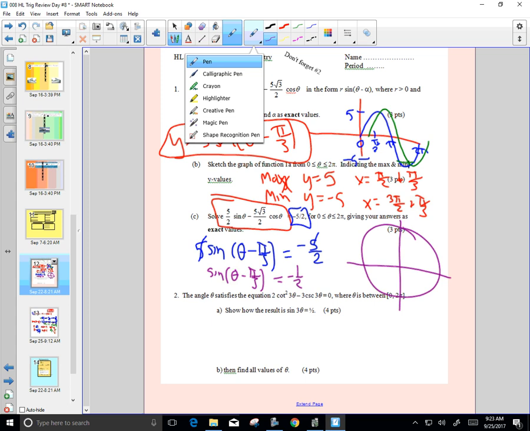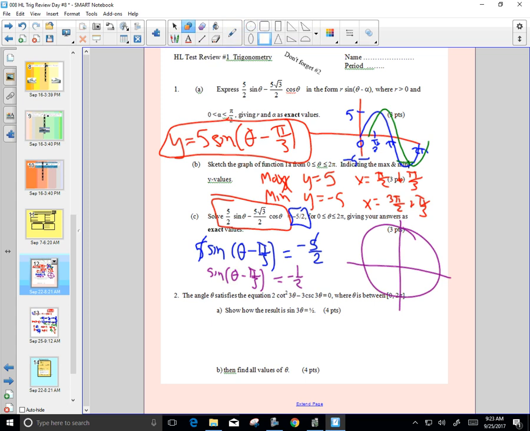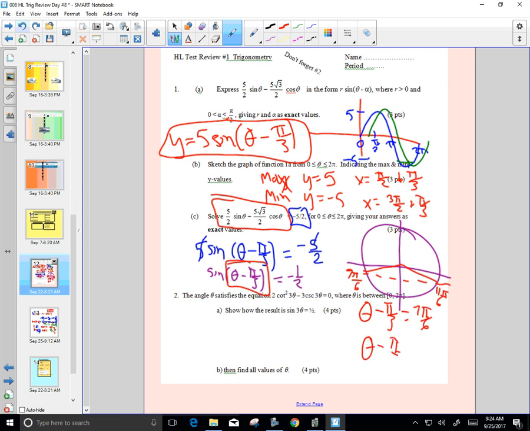So remember what we did is we pretended to take this thing and block it out. So it's when is the sine equal to negative 1/2? Well, that is here and here. 7 pi over 6 and 11 pi over 6. We're between 0 and 2 pi, so that's good. So this thing here, that theta minus pi over 3 is equal to 7 pi over 6. Theta minus pi over 3 is equal to 11 pi over 6. And now you've got your two answers. You just solve for theta. Do I need to finish it?